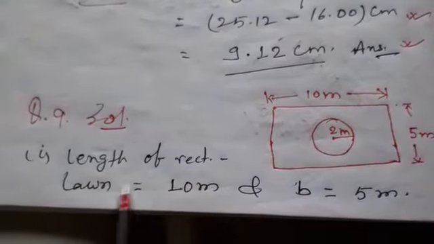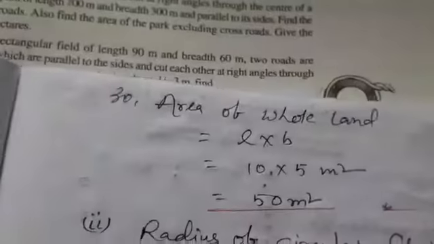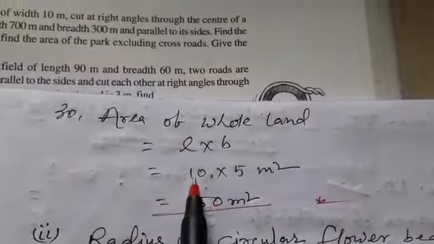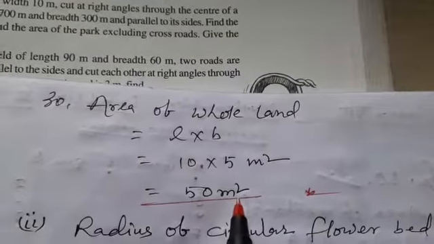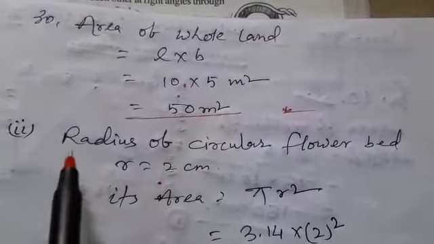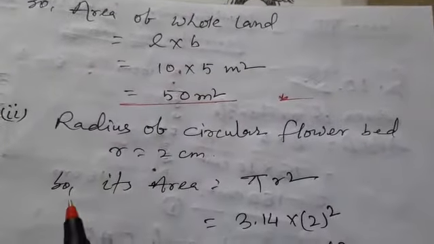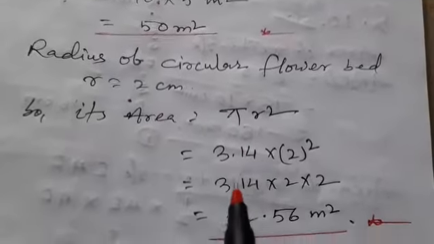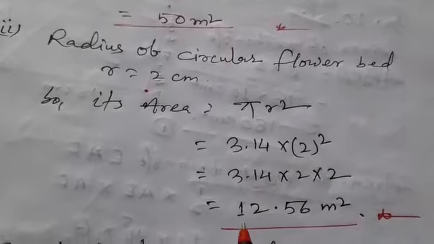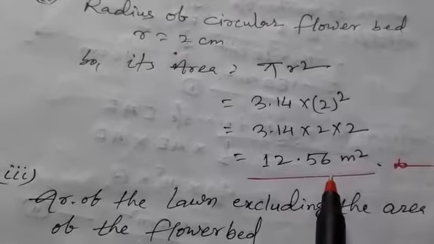Length of rectangular lawn is equal to 10 meter and B is 5 meter. So area of whole land is equal to L into B, equal to 10 multiplied by 5, equal to 50 meter square. It is the answer of first part of this question. Now second part, radius of circular flower bed r is equal to 2 meter. So its area equal to pi r square. Value of pi is 3.14 multiply r 2 square, is equal to 12.56 meter square. It is the area of flower bed.